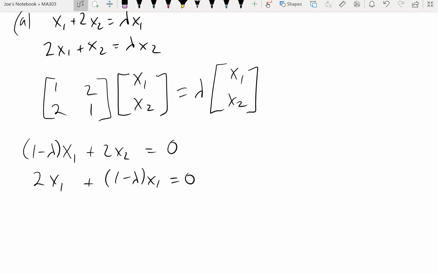Should the top right one be x2? Yeah, it should be an x2. Thank you. Otherwise, it'd be very easy to prove. It would be very easy, yeah. It would be very easy, you're right.